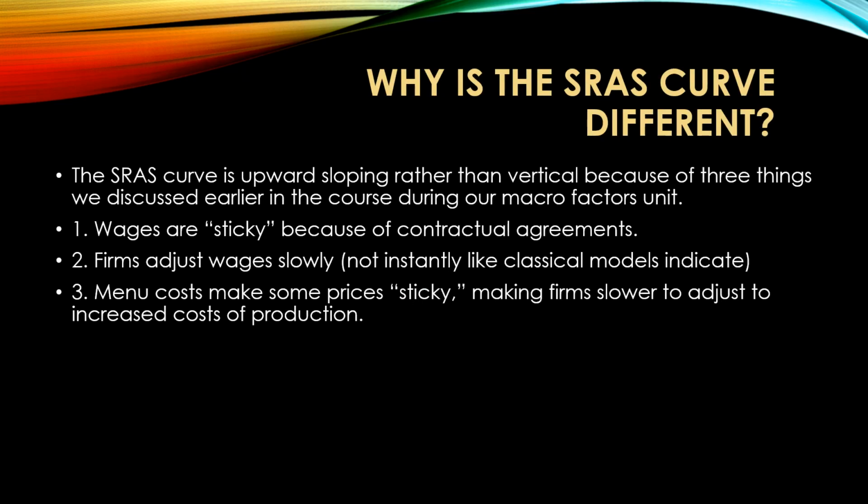Which brings me to talking about the short run aggregate supply curve. So LRAS stands for long run aggregate supply. SRAS stands for short run aggregate supply. So the short run aggregate supply curve is going to be upward sloping rather than vertical, because there are some assumptions that are different in the Keynesian model than the classical model. So the three major ones are sticky wages, slow adjustments to wages, and sticky prices. So what sticky means is that it's not changing instantaneously like the classical model would assume.